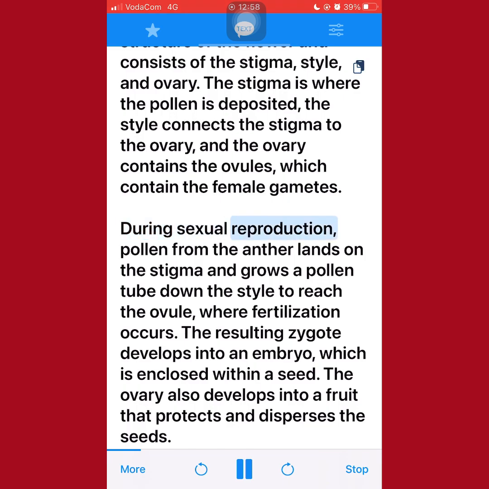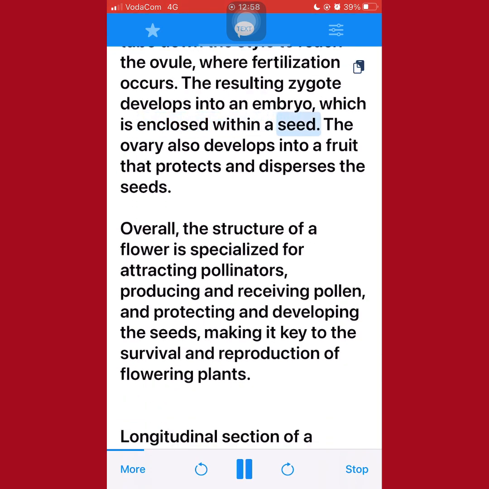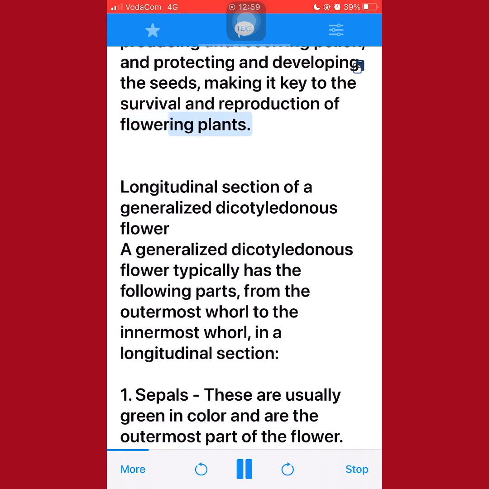During sexual reproduction, pollen from the anther lands on the stigma and grows a pollen tube down the style to reach the ovule, where fertilization occurs. The resulting zygote develops into an embryo, which is enclosed within a seed. The ovary also develops into a fruit that protects and disperses the seeds. Overall, the structure of a flower is specialized for attracting pollinators, producing and receiving pollen, and protecting and developing the seeds, making it key to the survival and reproduction of flowering plants.